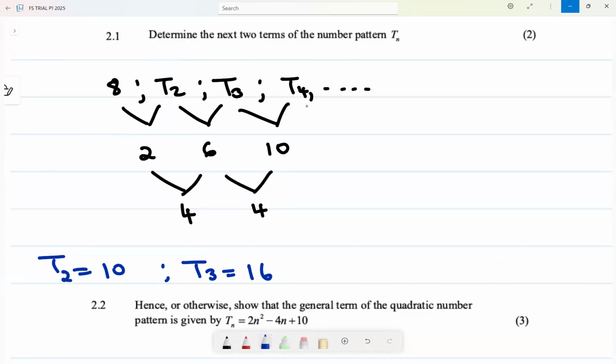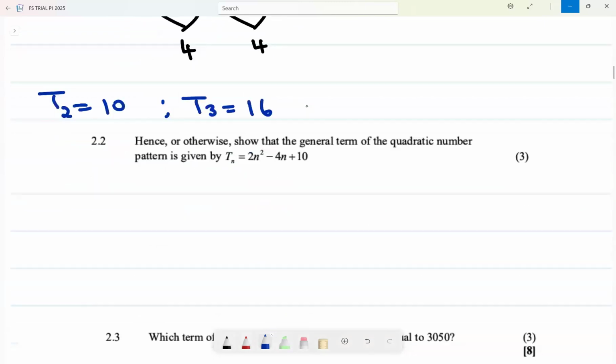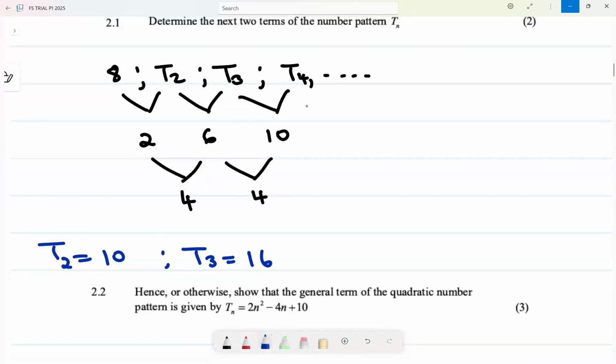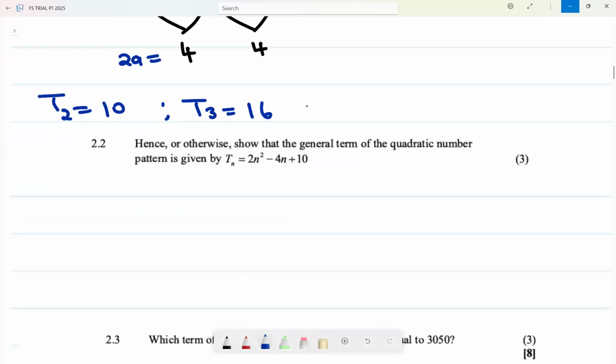And then let's see what they ask from us now. Hence or otherwise, show that the general term of the quadratic pattern is given by that. So we know that this one, 2a, is equal to something. 3a plus b is equal to something. And then a plus b plus c is equal to something. So we first find this one, 2a is equal to 4. And then a is equal to 2.